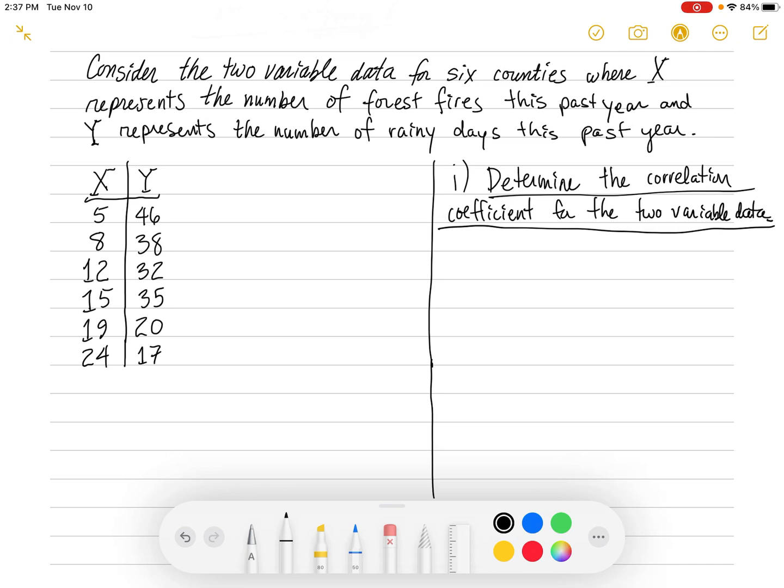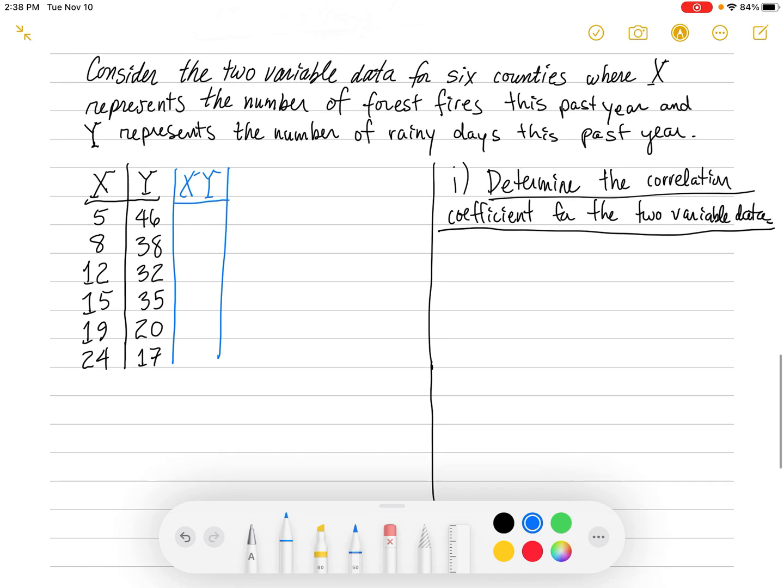To find the correlation coefficient, you want to do some things here. You want to calculate something called the XY column first of all. How do you find the XY column? You multiply the X's with the Y's. So what's X times Y here?